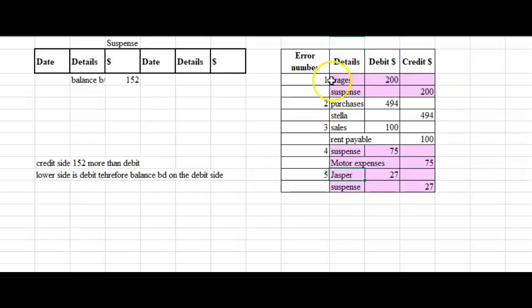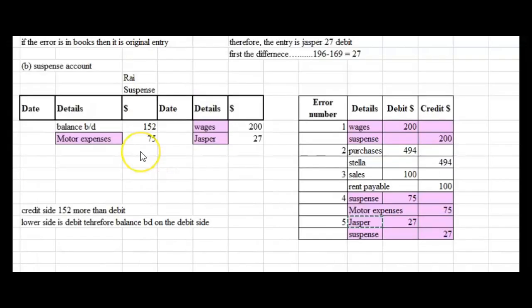Next, we highlight the journal entries that involve suspense. In this question, these are error 1, error 4, and error 5. These are the entries we will consider while preparing the suspense account. Error 1, suspense appears on the credit side with a value of $200. The detail recorded is the opposite account, wages. Error 4, suspense appears on the debit side with a value of $75. The detail is motor expenses. Error 5, suspense appears on the credit side with a value of $27. The detail is Jasper.